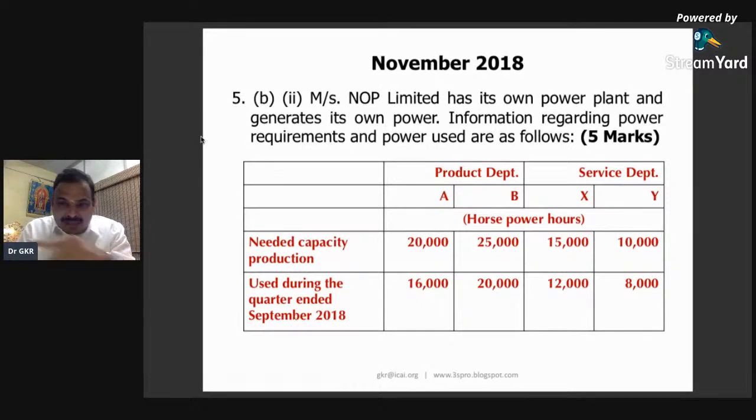So this is the capacity of the company. 20,000 horsepower capacity, production used during the quarter in service department. Maybe this particular service department is like a water services department, because sometimes you may need water for production purposes, and the service department will be supporting. So by taking the water from the well and then giving it for production purposes. So service department can be anything.